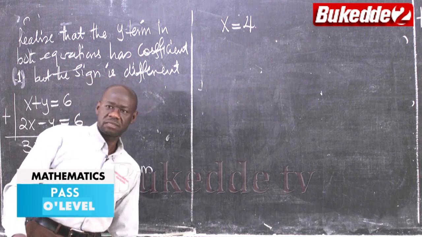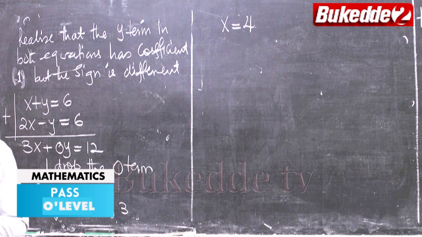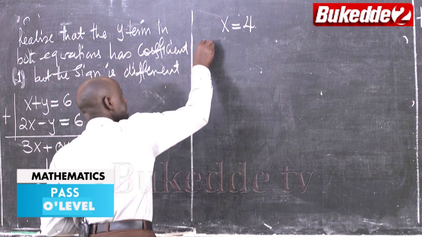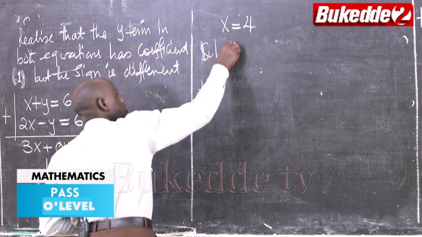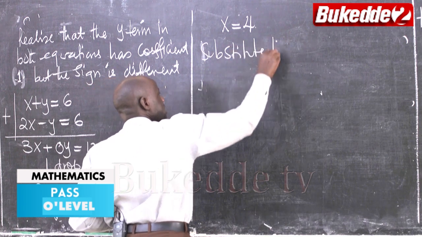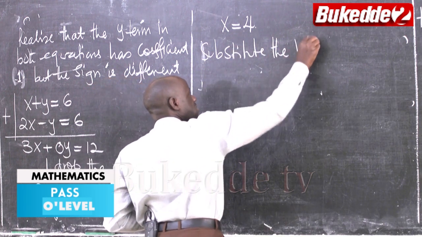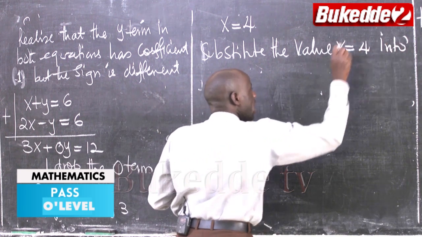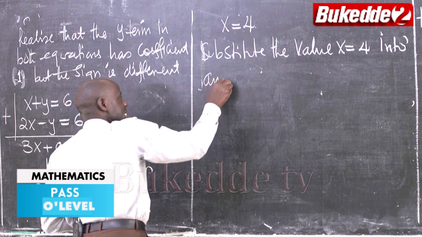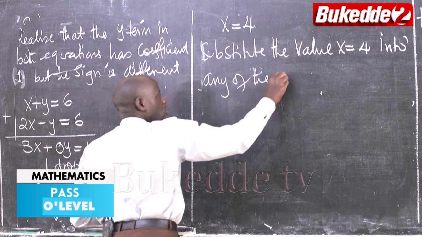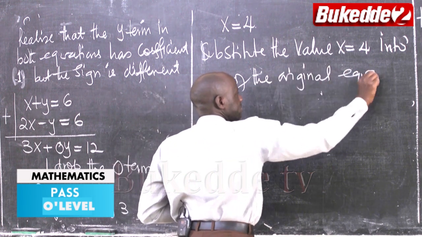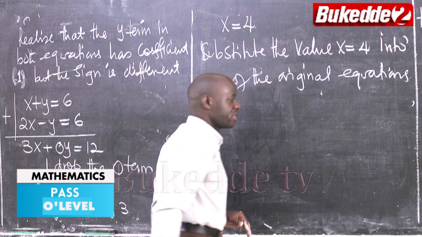Now, when we get x as 4, we are halfway there. We are not yet there, but we are halfway there. So what do we do to get the value of y? We are going to substitute the value x is equal to 4 into any of the original equations. Now this will help you to find the value of y.